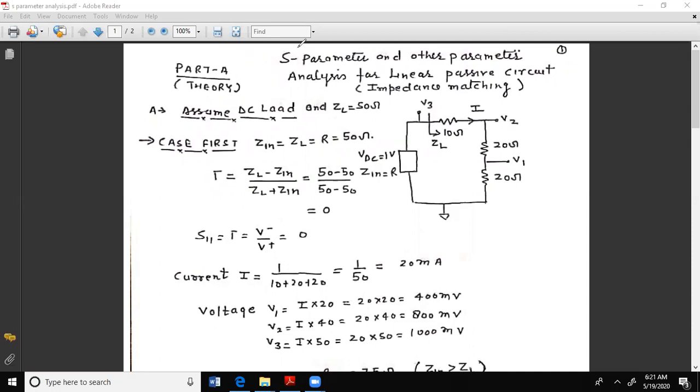At high frequency in a circuit, there will always be reflection. And if there is perfect matching, then the reflection is zero. So here we are discussing the S parameter and the significance of impedance matching for the single port. In the next part, we will show the simulation for the same circuit in Cadence Virtuoso.